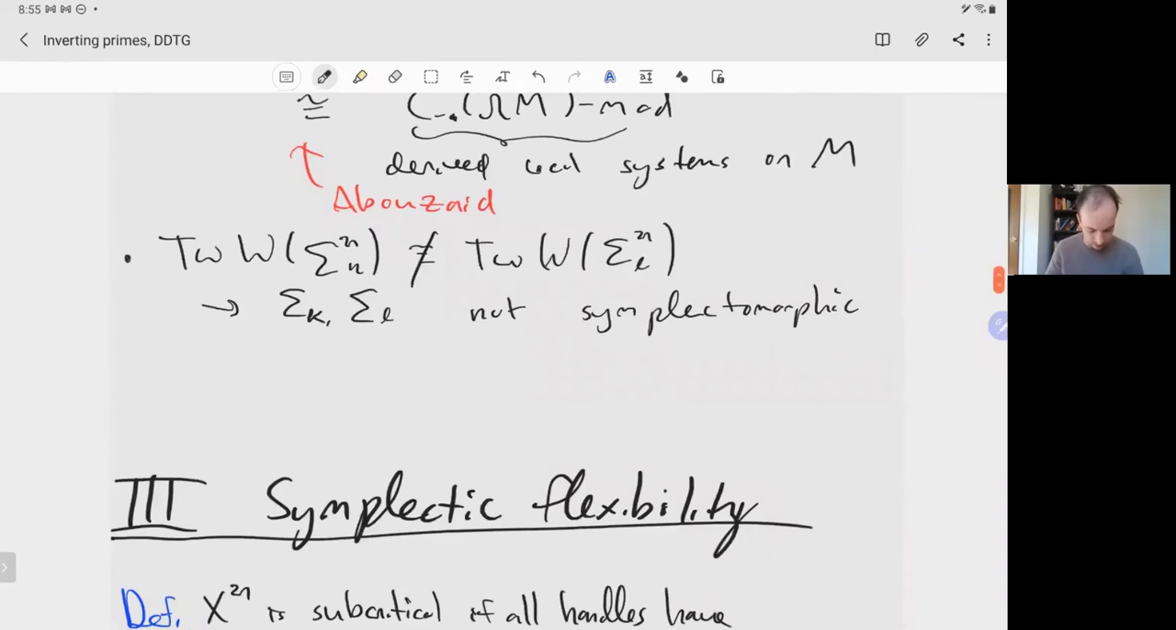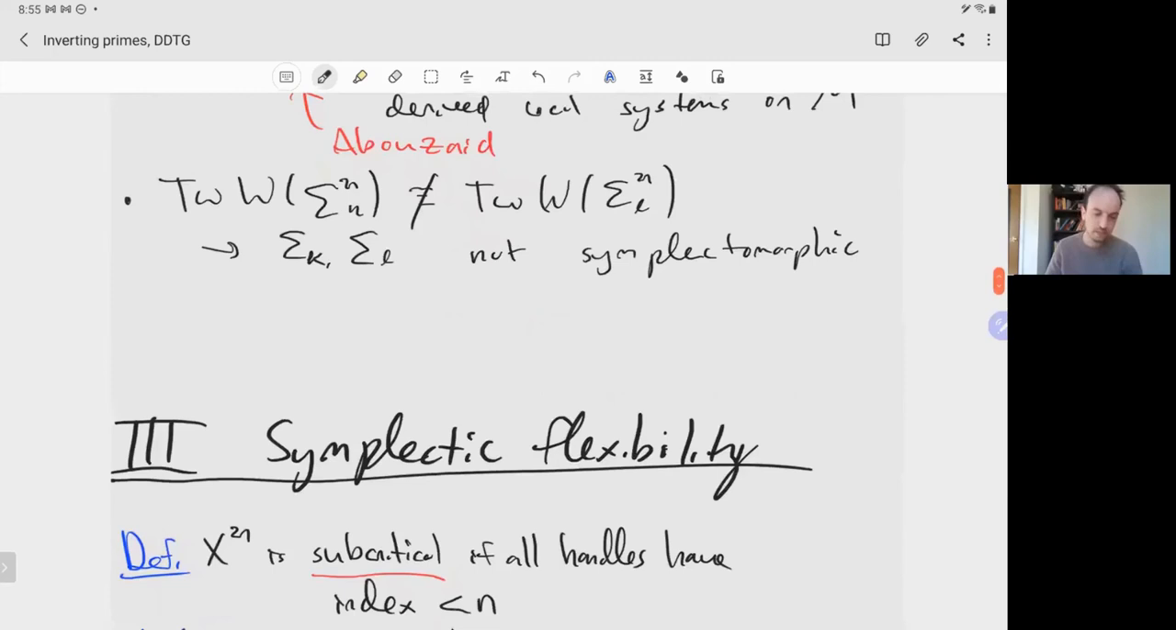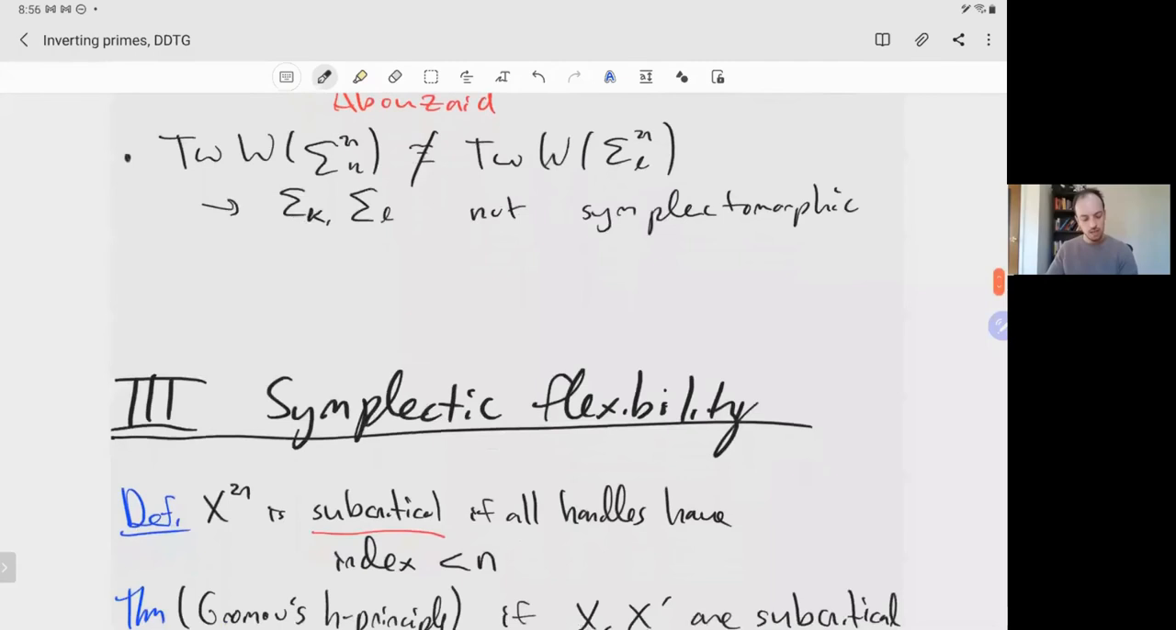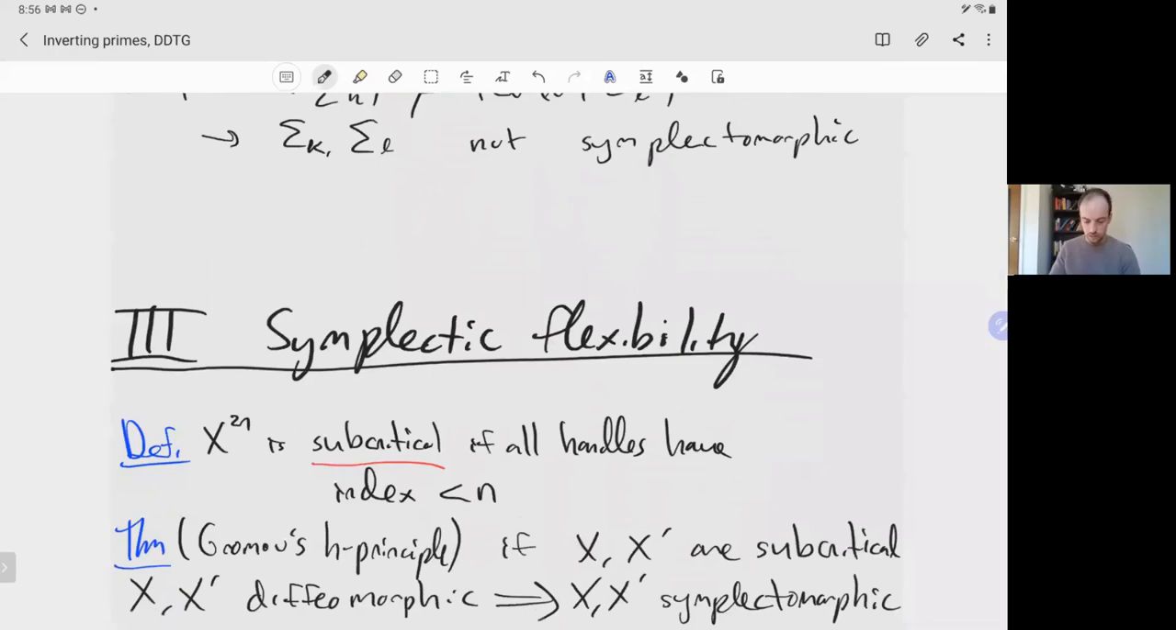So let me give some examples. We say that a Weinstein domain X is subcritical if all handles have index strictly less than n. Remember, the handles have index at most n, but in the subcritical case, the handles have index strictly less than n. And Gromov proved the following result, which is known as an h-principle: if you have X and X prime Weinstein domains which are subcritical, and they are diffeomorphic, then they are actually symplectomorphic. So this is a canonical flexibility result. The smooth topology determines the symplectic topology.